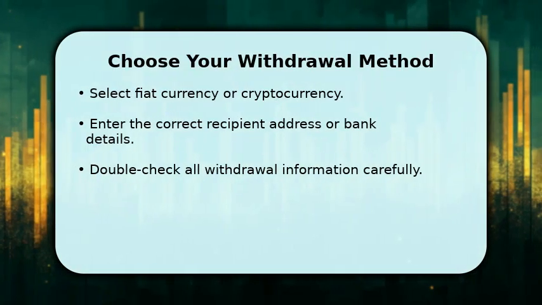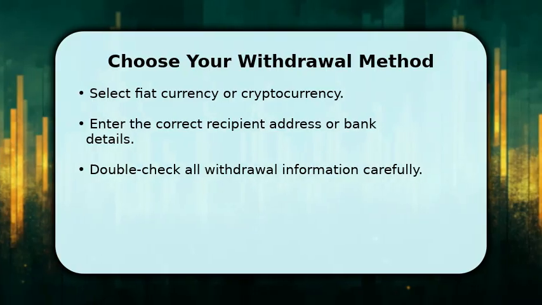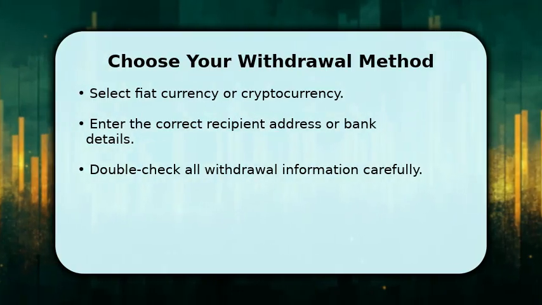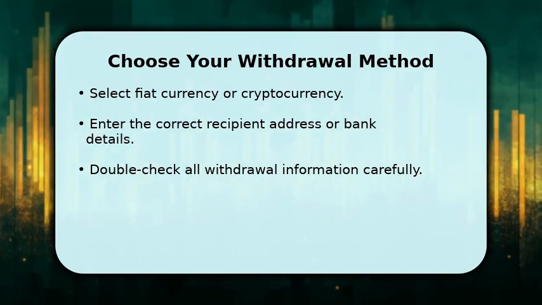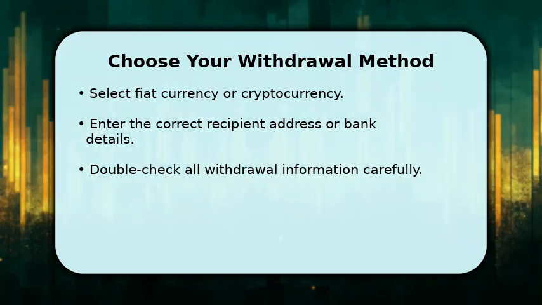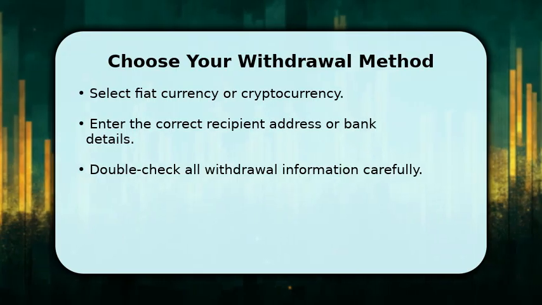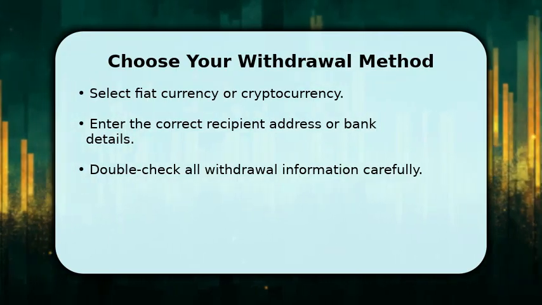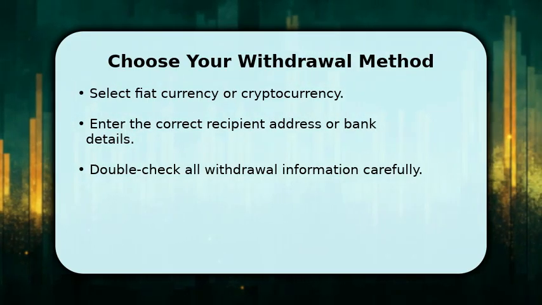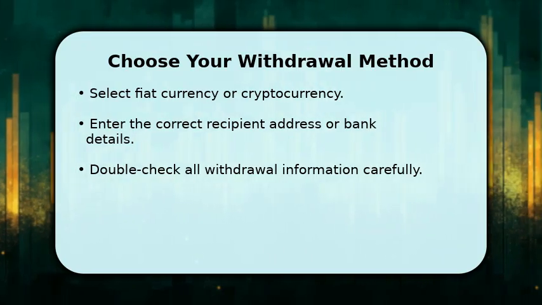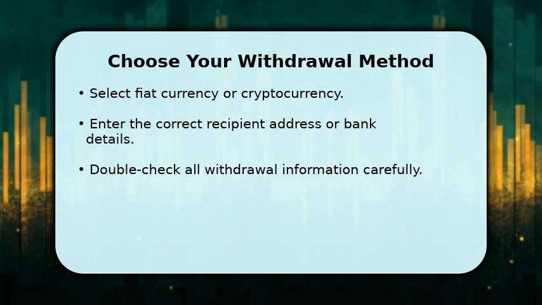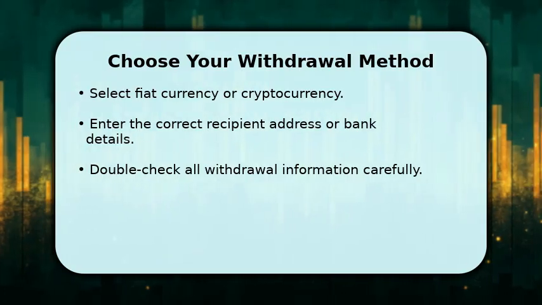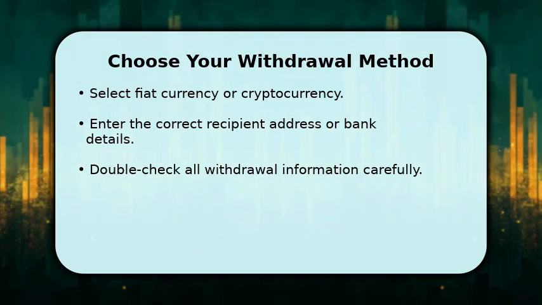Next, you will select your desired withdrawal method, whether it is a fiat currency like US dollars or a specific cryptocurrency. For crypto, accurately input the recipient's wallet address and choose the correct network. For fiat, provide precise bank account details. Always double-check every single character of the address or account number. A small error can lead to irreversible loss of funds, so take your time and confirm any associated transaction fees.